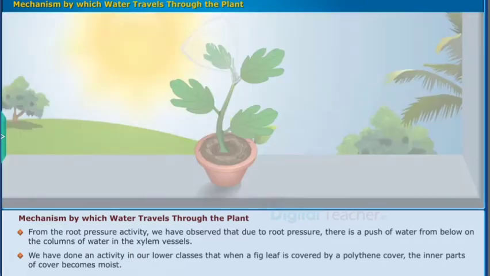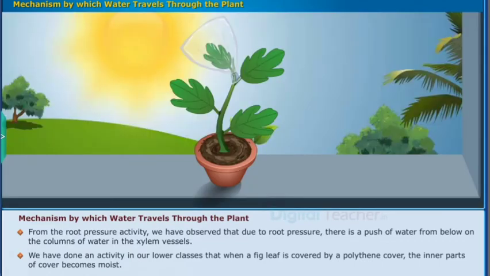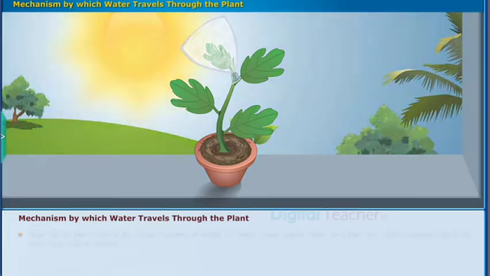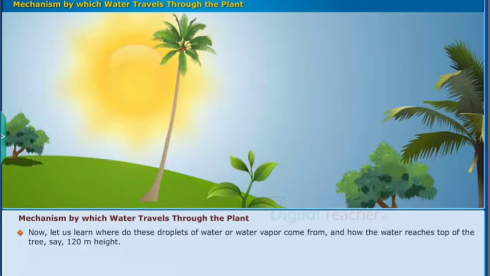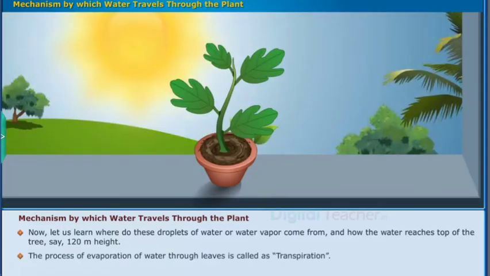We have done an activity in our lower classes that when a fig leaf is covered by a polythene cover, the inner parts of the cover become moist. Now, let us learn where these droplets of water or water vapor come from and how the water reaches the top of the tree, say 120 meters height. The process of evaporation of water through leaves is called transpiration.